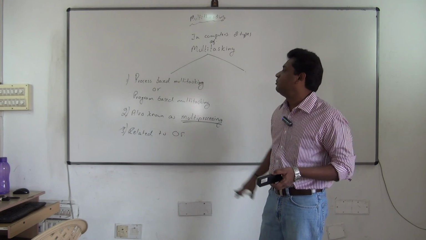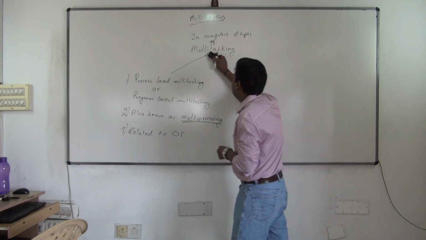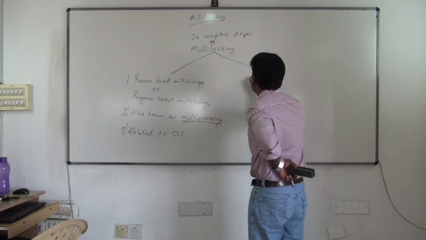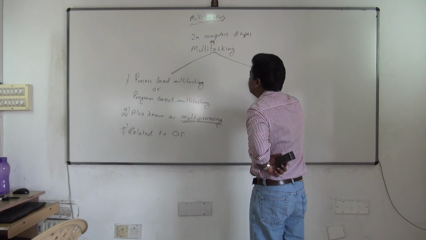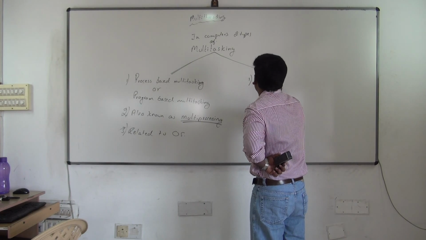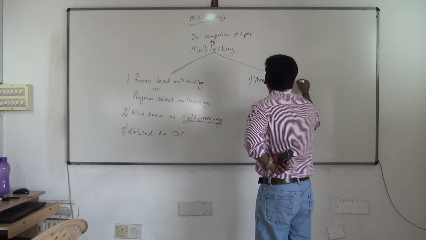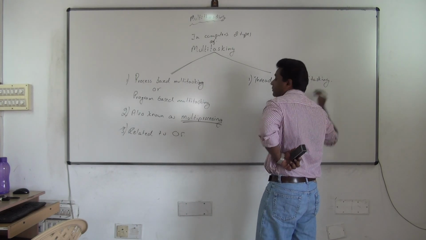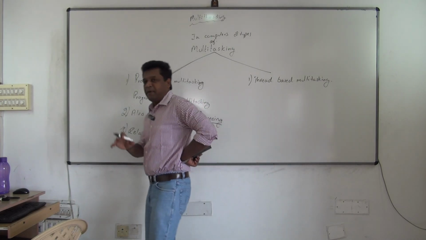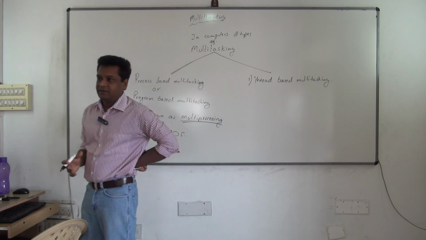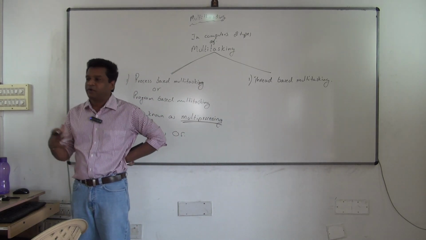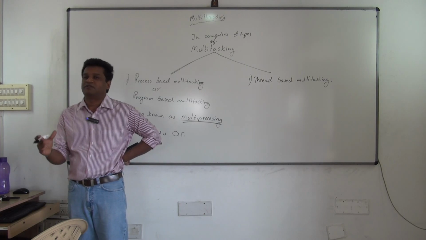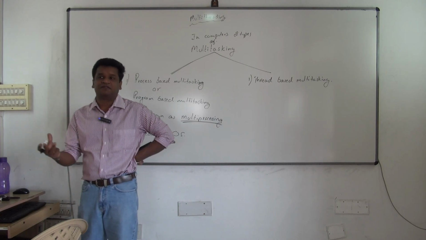Okay. So anyway, this is about process-based multitasking. Now, one more is there, called thread-based multitasking. Now, what is a thread? Can you understand? It is a part of an application or a program. It's a small part of a program or a process or application. First you understand what is a thread.